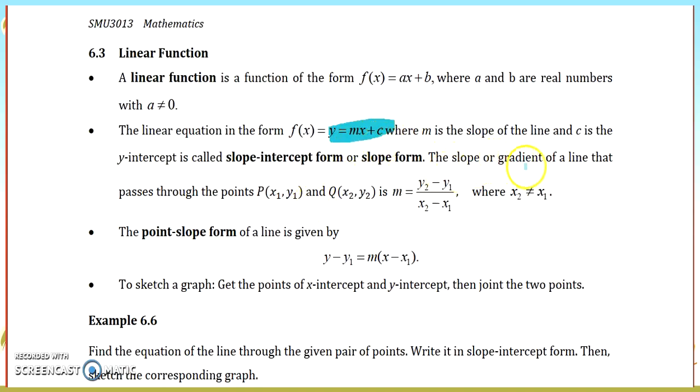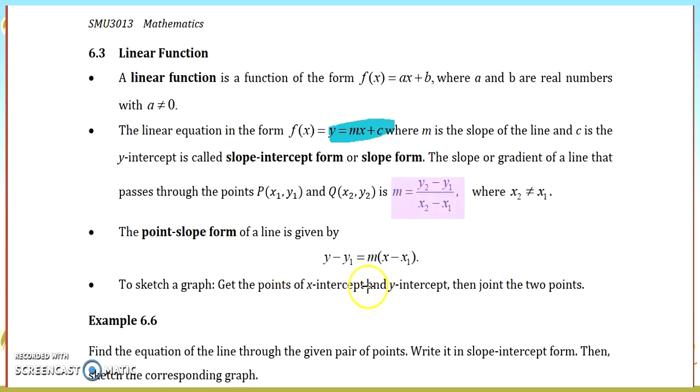The slope or gradient of a line that passes through points P and Q is given by this formula: m equals the difference of the y elements divided by the difference of the x elements.